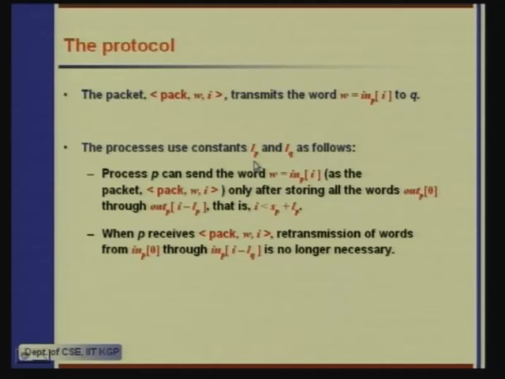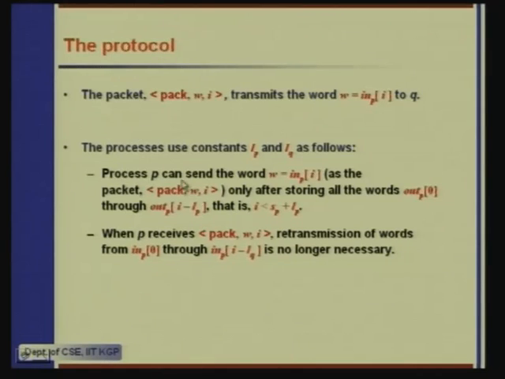The processes use constants LP and LQ as follows. Okay. LP and LQ have the constraint that both of them cannot be 0 and they are both positive. So, LP plus LQ is greater than 0. Okay. Now, these constants are used like this. Process P can send the word w equal to in pi as the packet pack w i only after storing all the words out p 0 through out p i minus LP.